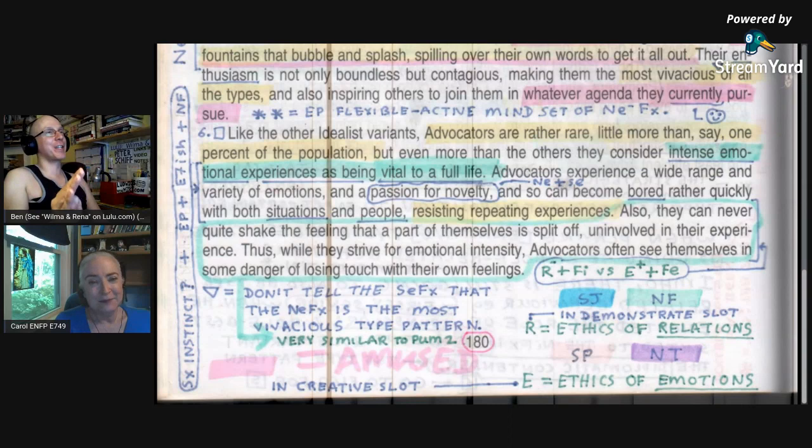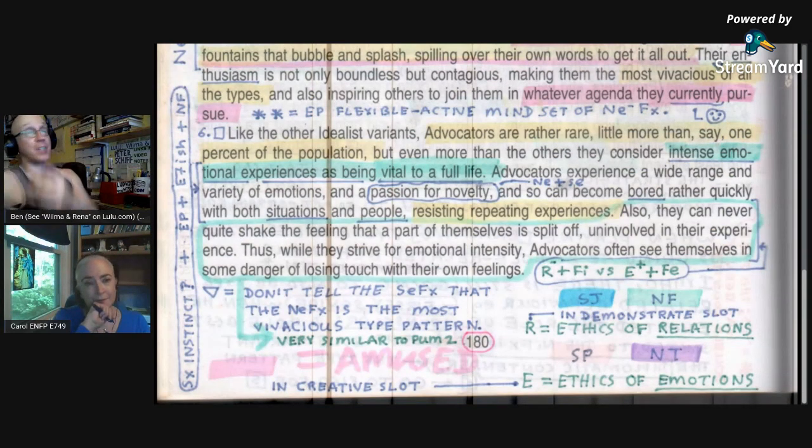So advocators experience a wide range and variety of emotions and passion for novelty. Yes. So that's the thing that's in opposition to that chart-the-course part of NI. It's high information for NI stuff, like insights and how things might develop in the future. And they can tell other people about how they see trends going. It's just the ENFPs themselves don't want to stick to it because of the novelty. Oh, this idea is more interesting. No, this one. And learning to develop that TE really helps the ENFP.